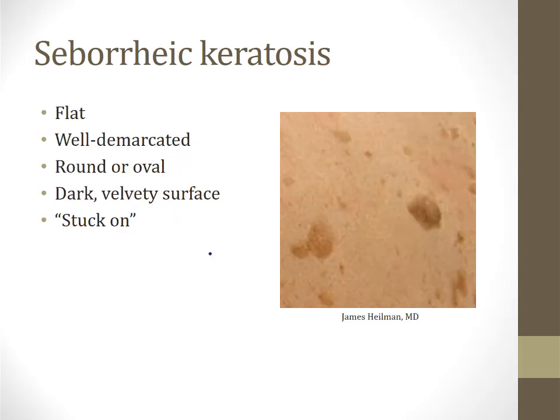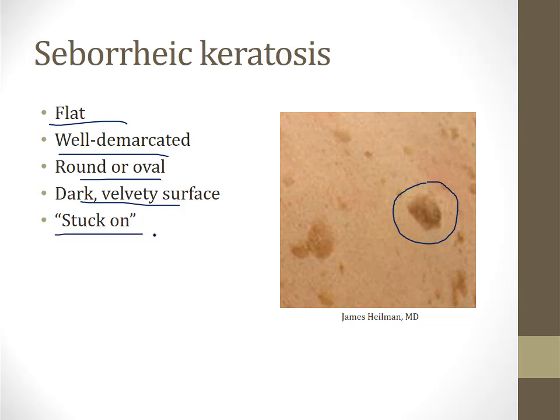A picture of some seborrheic keratoses is shown on the screen. This is a good example of one right here. They are flat and well demarcated. They are round or oval. They have a dark velvety surface and they appear stuck on, almost like someone took something that was dark and stuck it to the skin. That's the classic description of a seborrheic keratosis.